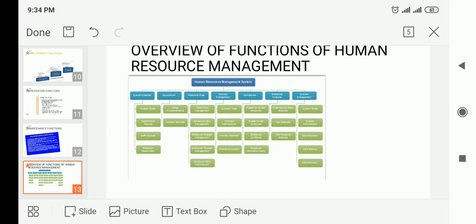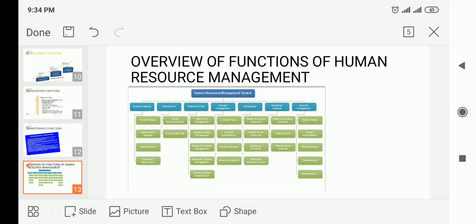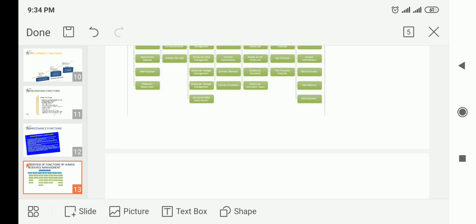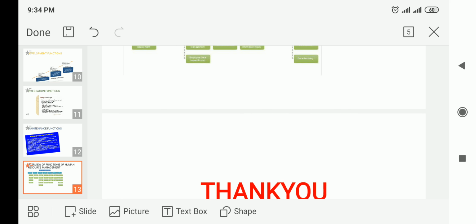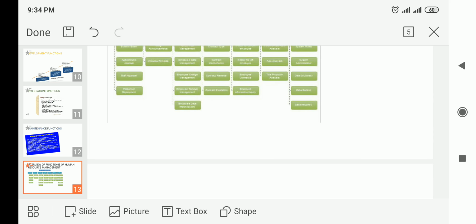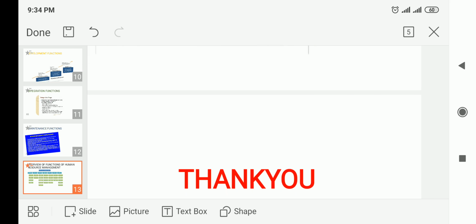Question number 12. Draw a diagram to show the different functions of HRM.